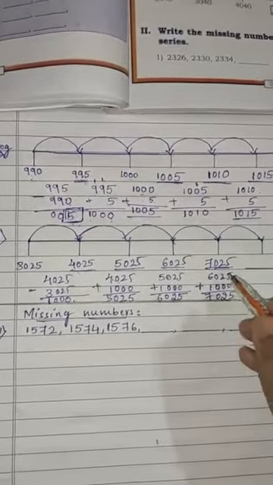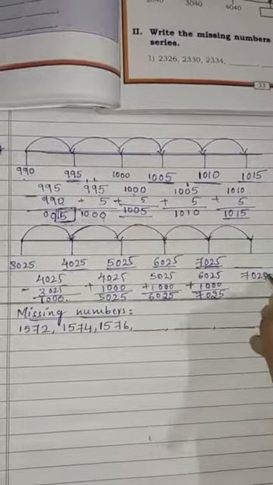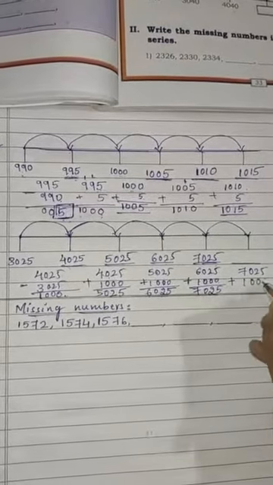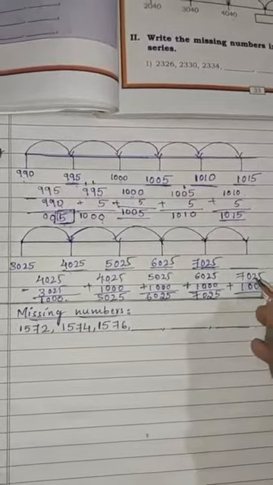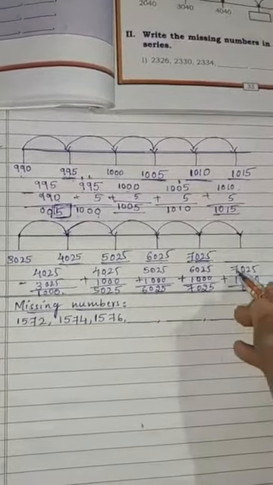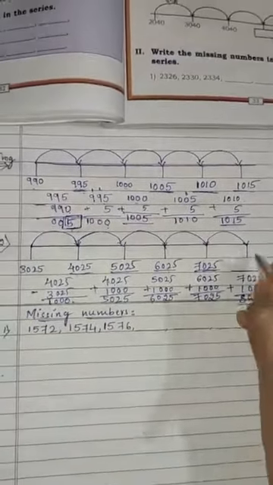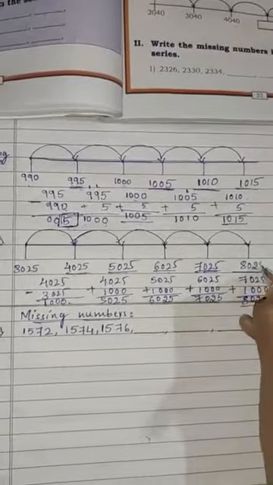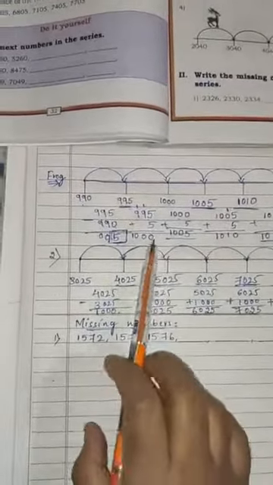Again what we have to do? Yes, we have to add 1000 to this number. Let us add here 7025 plus 1000. Right? So 5 plus 0 is 5. 2 plus 0 is 2. 0 plus 0 is 0. 7 plus 1 is 8. So what is the answer? 8025 is the answer. Understood how to do this number line?